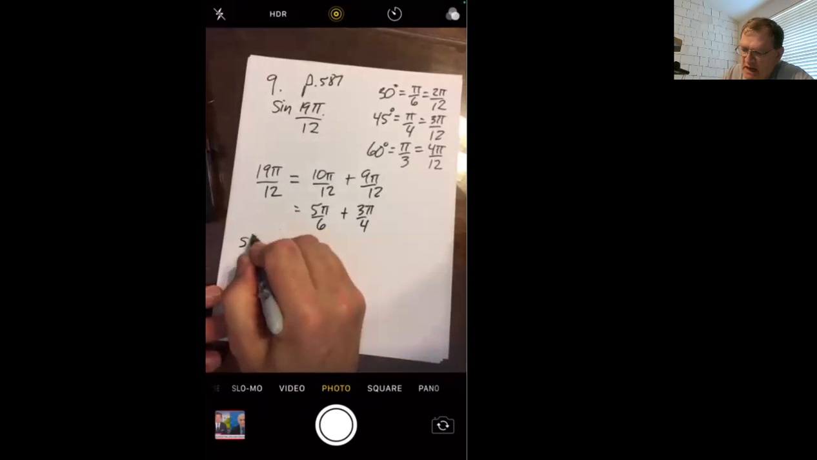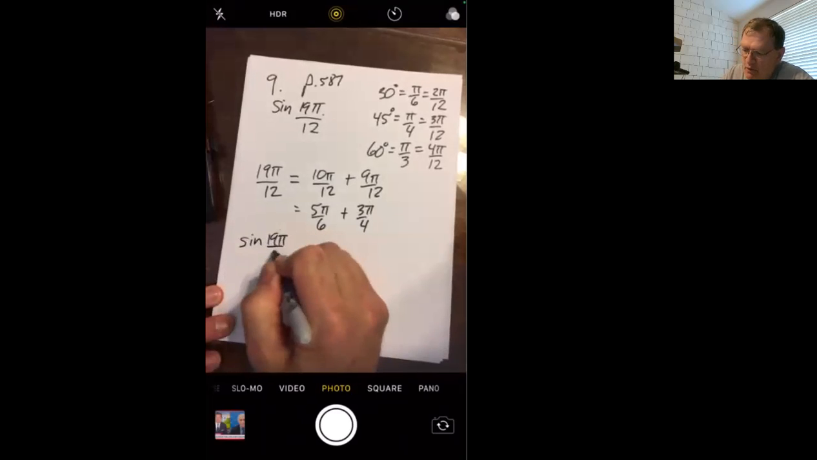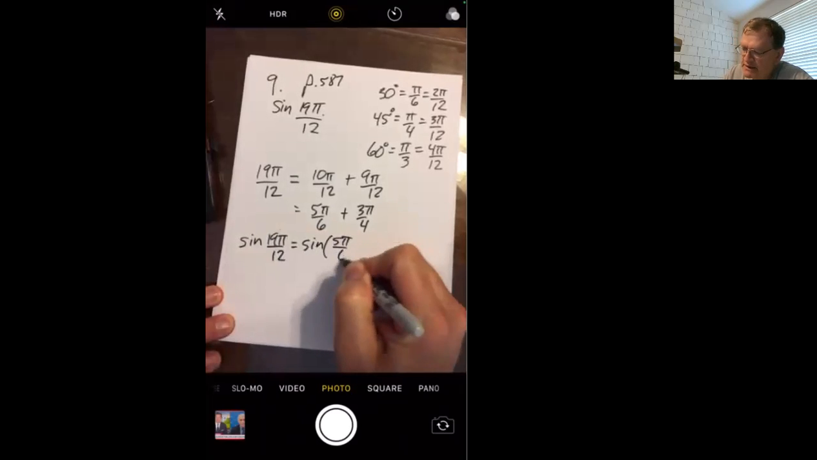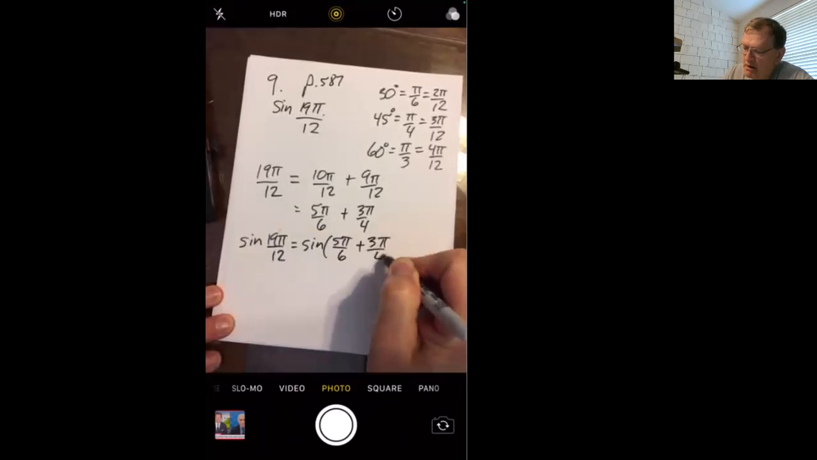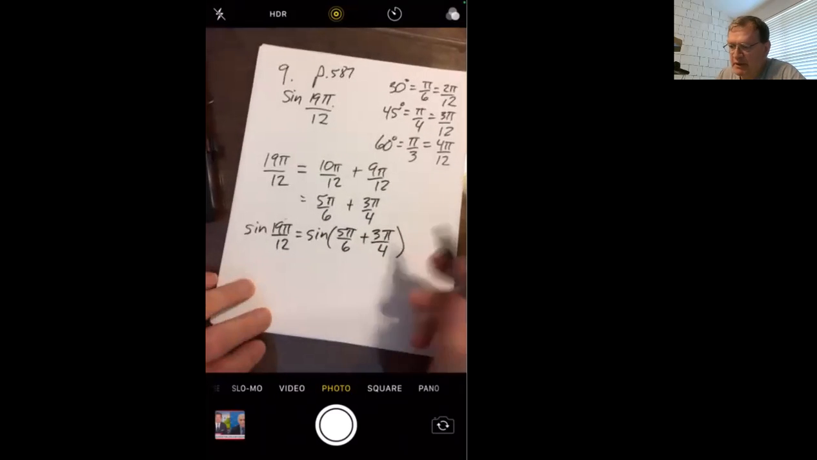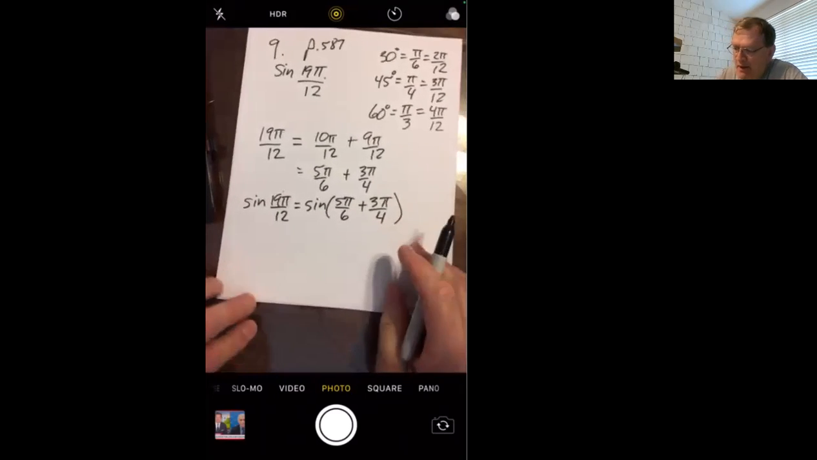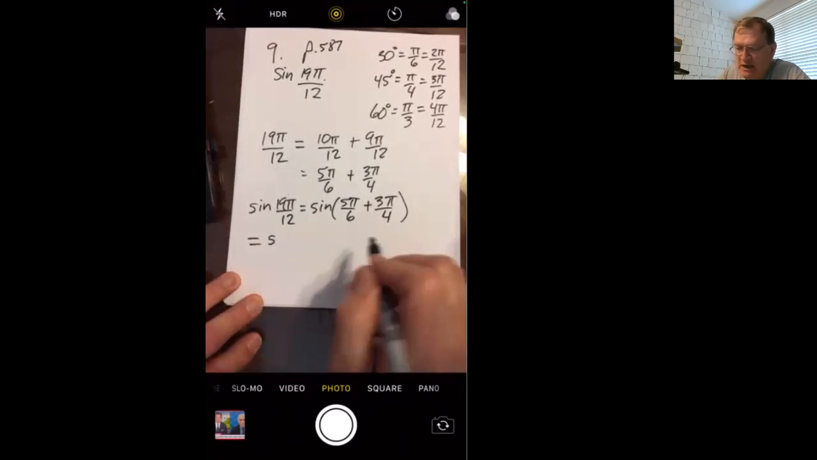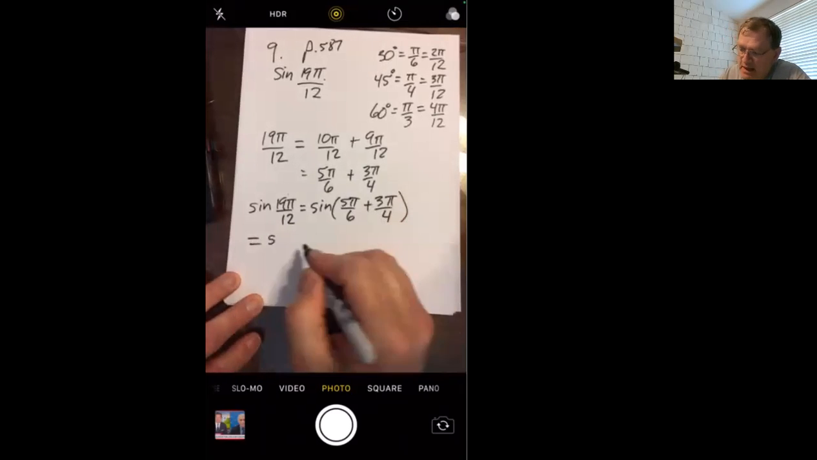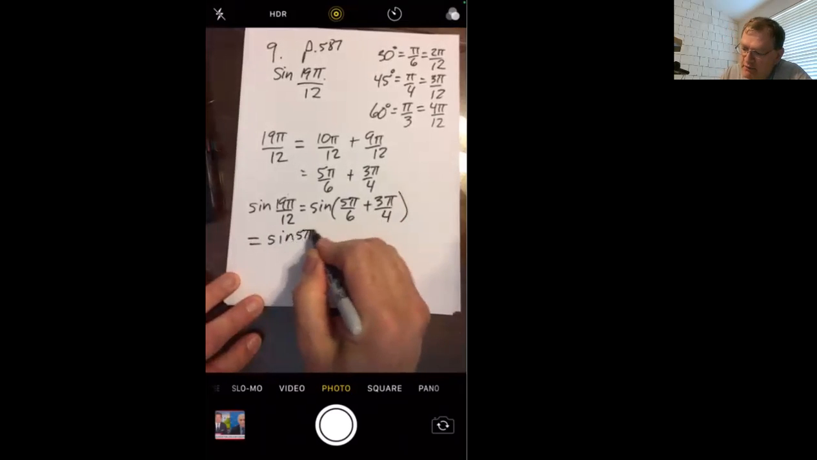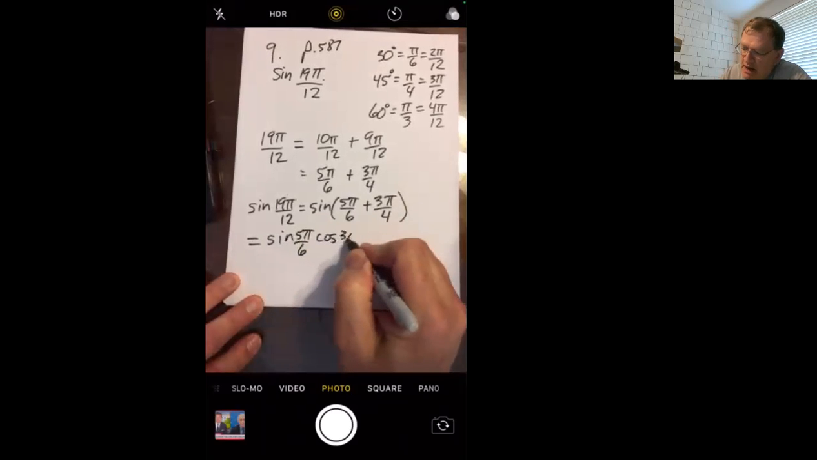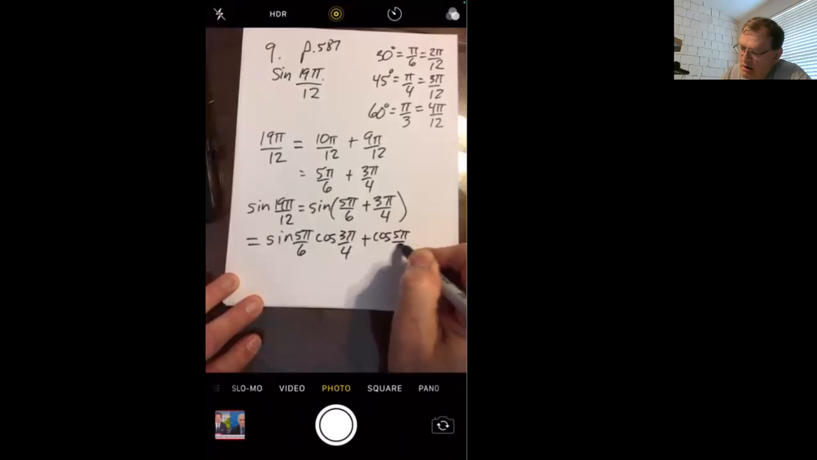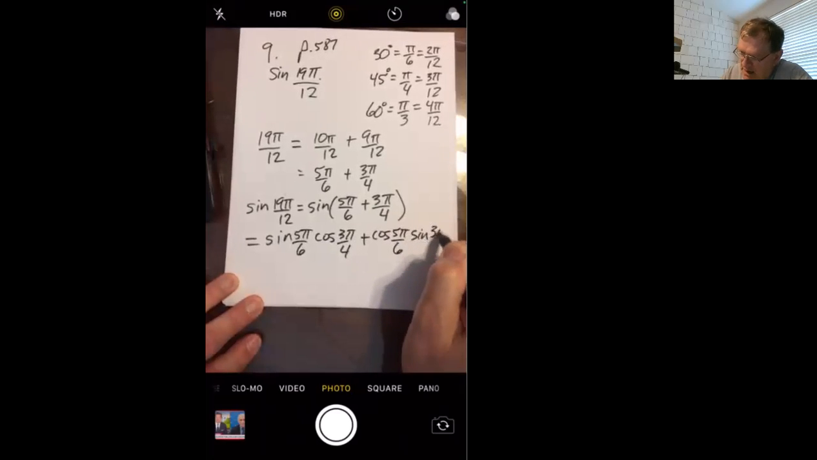So in effect, sine of 19 pi over 12 would equal sine of 5 pi over 6 add 3 pi over 4. Again, I'm sure you can come up with another combination that works. So remember, the sign on this goes sine cosine plus cosine sine, same sign in the middle. Sine 5 pi over 6 cosine 3 pi over 4 plus cosine 5 pi over 6 sine 3 pi over 4.